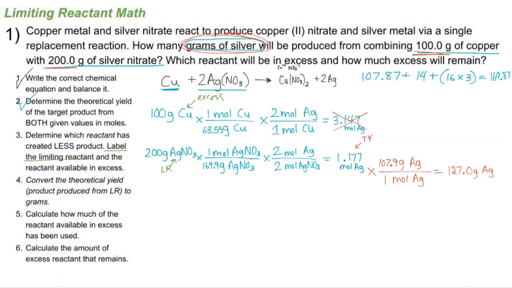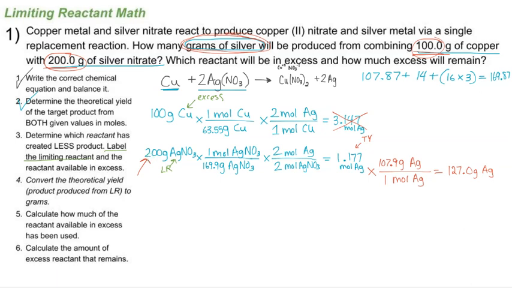Just out of interest, if you do have values with different numbers of significant figures in the problem, then your answer should have the same number of significant figures as the amount of your limiting reactant that you started with.